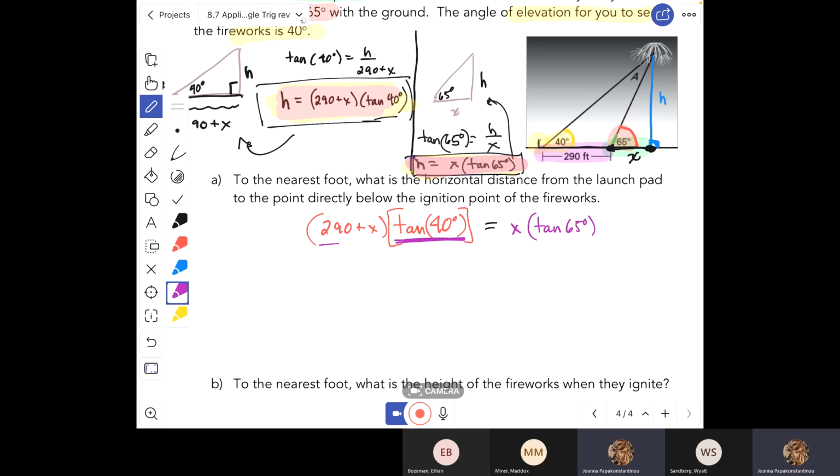Are you going to show us about rounding? Sure, if you want to, absolutely.